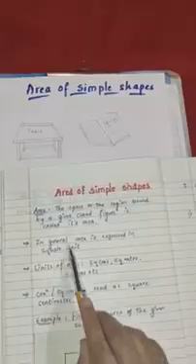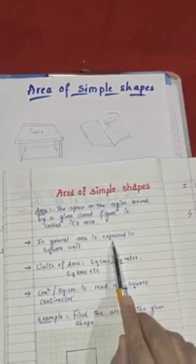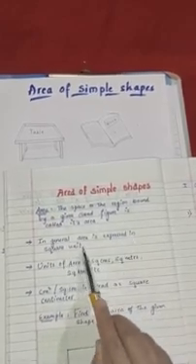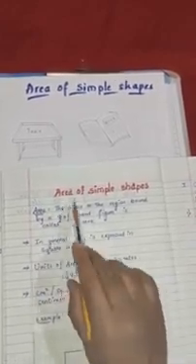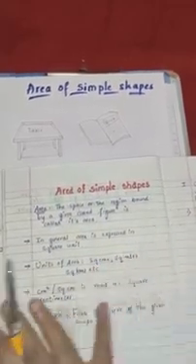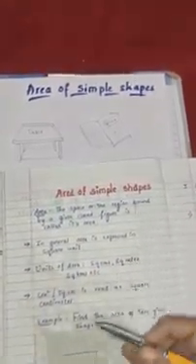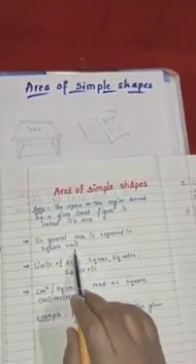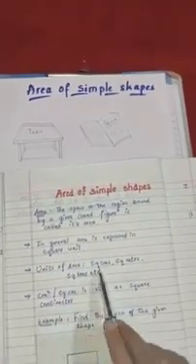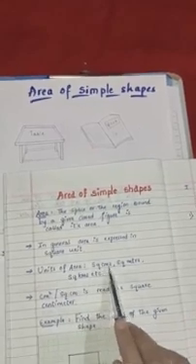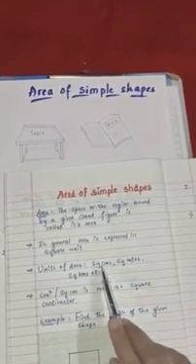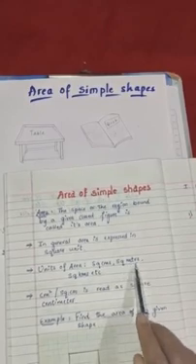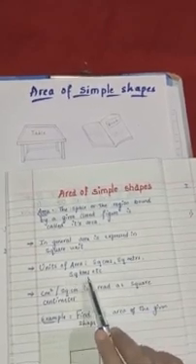Understood? Area is generally expressed in square units. Whenever we find the area of any given object or shape, we consider it in terms of square units. Which are those units? The first one is square centimeters. Next, square meters and square kilometers.